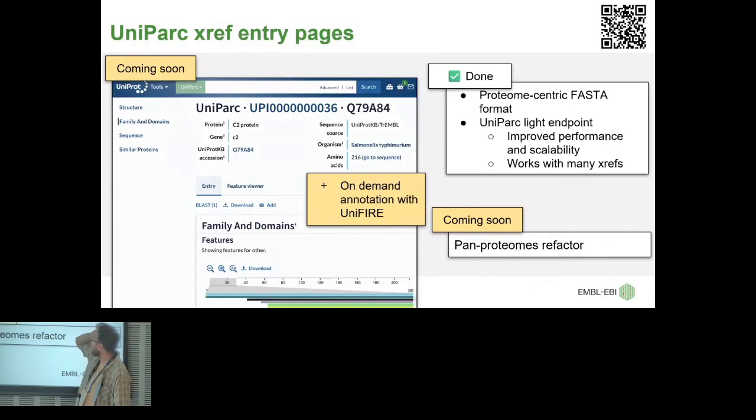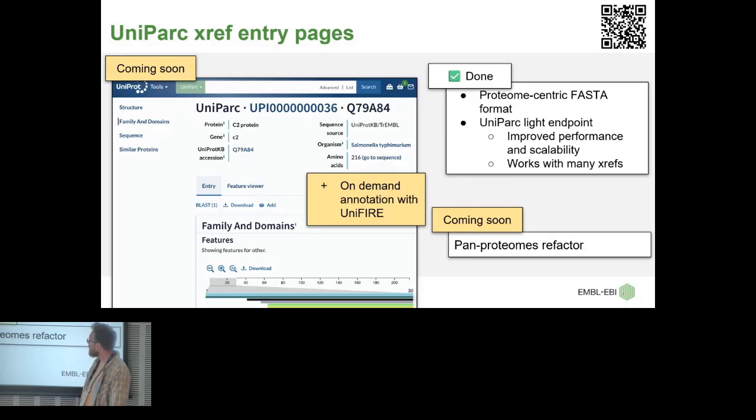This is a plan for the future. This is not available at the moment. This will show you information that's derivable from the sequence, so for example, you have InterPro reference domains. We're also planning to have on-demand annotation with UniFIRE. A user would click, say, please annotate with UniFIRE, which under the hood is using ARBA and UniRule.